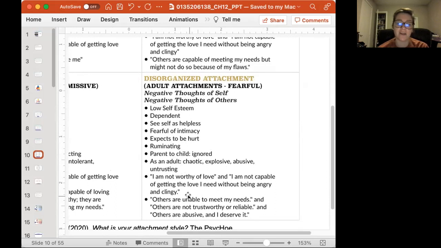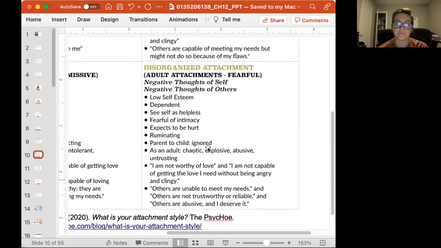They may have thoughts of being unworthy of love and not capable of getting the love they need without being angry and clingy. They may feel that others are unable to meet their needs, that others are not trustworthy or reliable, and that others are abusive and they perhaps deserve it.